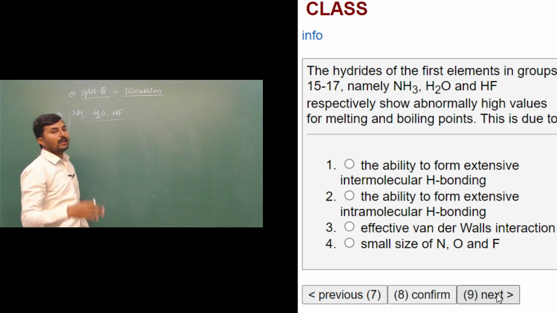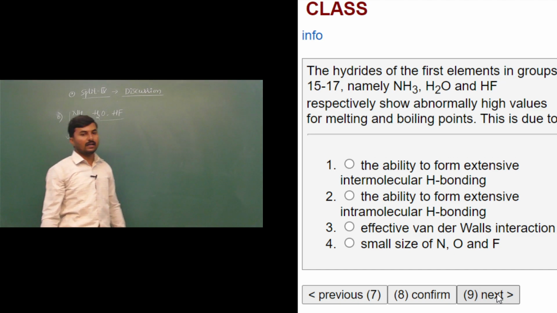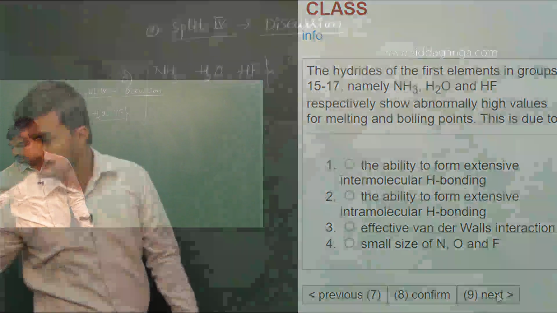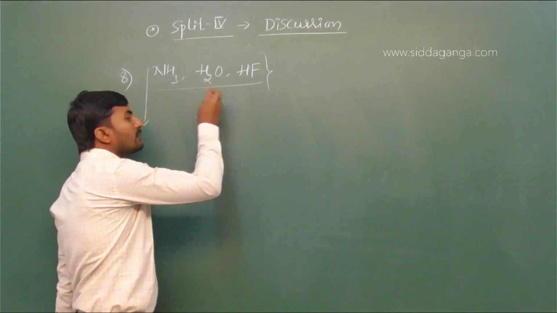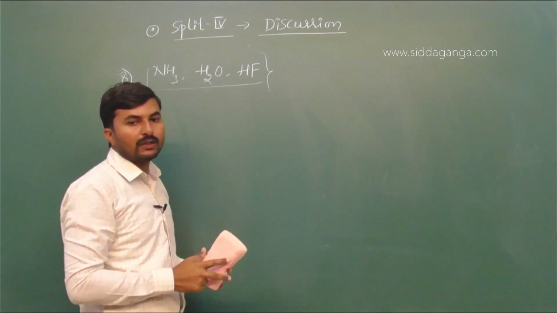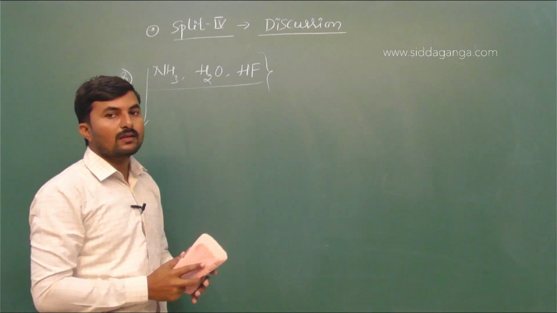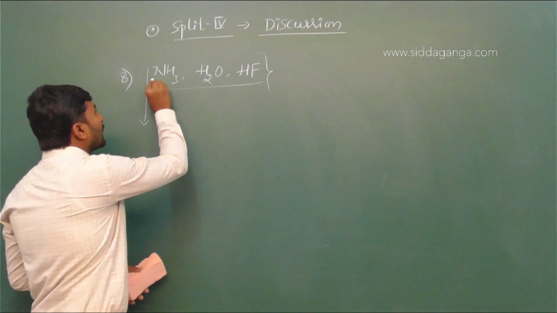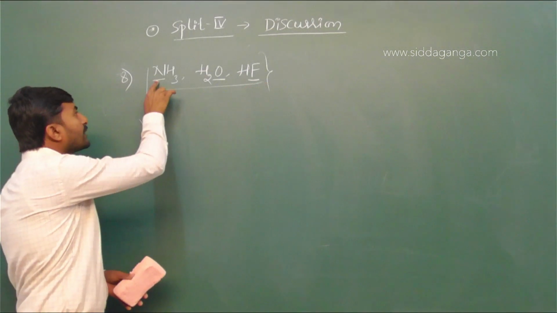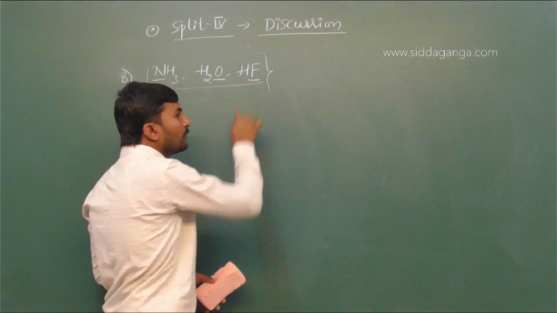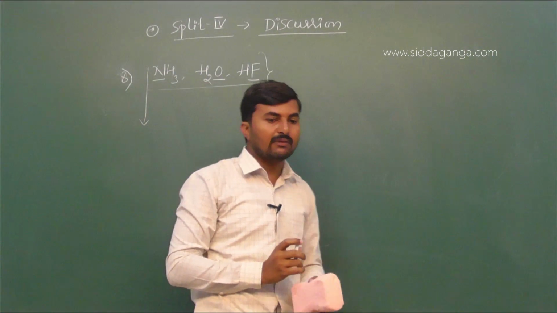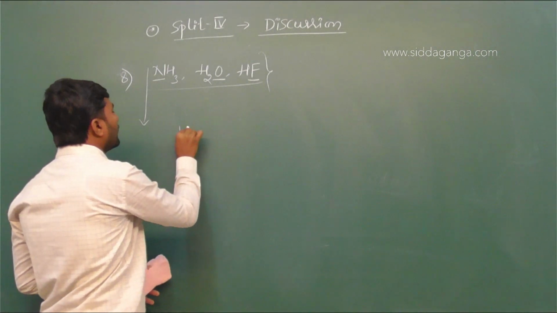These molecules show excess of difference with respect to their melting and boiling points compared to other hydrides. Why? Here we should observe some of the elements, that means nitrogen, oxygen and fluorine. So these are the elements which can only be involved in a hydrogen bonding process.